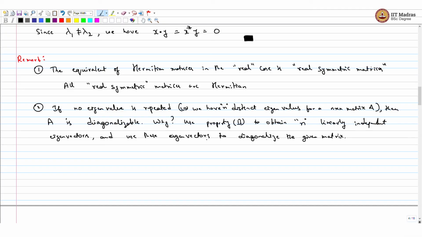The point is we just showed that if eigenvalues are different, then the corresponding eigenvectors are orthogonal, and orthogonal vectors are linearly independent. And this is something I must have shown before. Think about this.